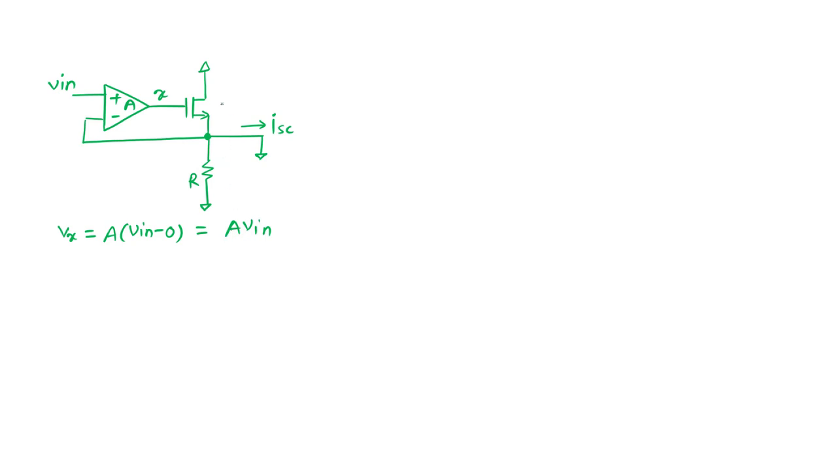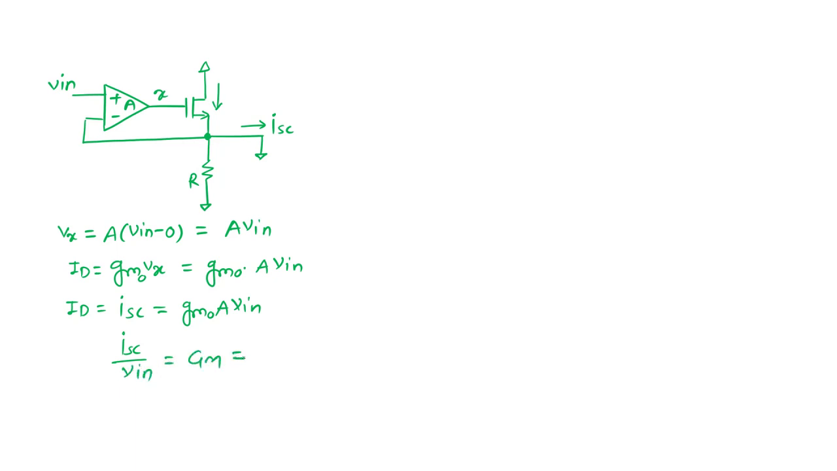Now what is this ID current? ID current is GM of the transistor times Vx, GM naught I should say. So GM naught times Vx, and Vx is A Vin. This is nothing but ISC, which is GM naught A Vin. So ISC by Vin is the short circuit transconductance for the complete structure, which is nothing but GM naught times A.